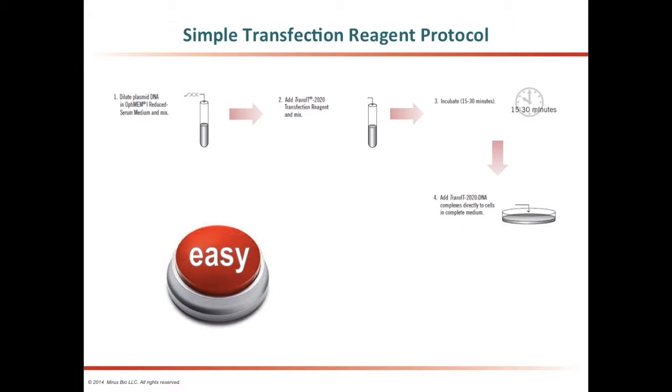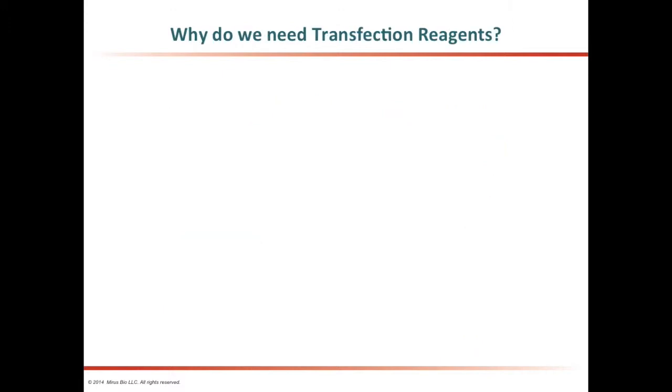Following this 15 to 30 minute incubation, the transfection complexes are added directly to cells growing in complete cell culture medium. Cells are incubated for a period of time that depends on the type of experiment that you are performing. Then, lastly, the cells can be harvested and analyzed. So not only is this a very easy protocol, it is amenable to high throughput, and no instrumentation is required except your routine cell culture supplies. It also affords decent transfection efficiency for routinely used cell types.